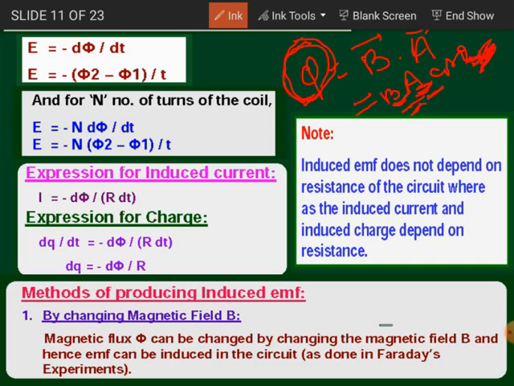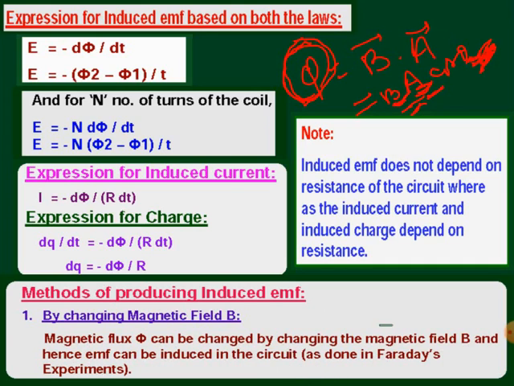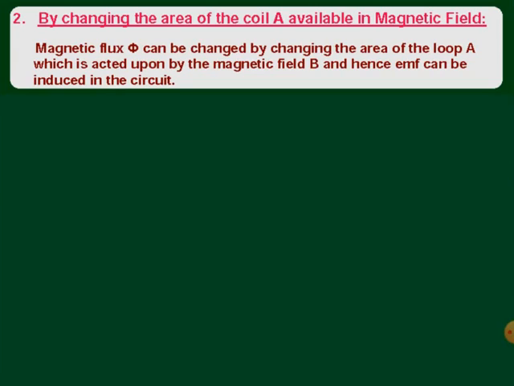So we say that by changing individually this magnetic field, you can produce induced EMF. So magnetic flux phi can be changed by changing the magnetic field B, and hence EMF can be induced in the circuit as done in Faraday's experiment, right? Now let's see the next case, by changing the area, capital A.